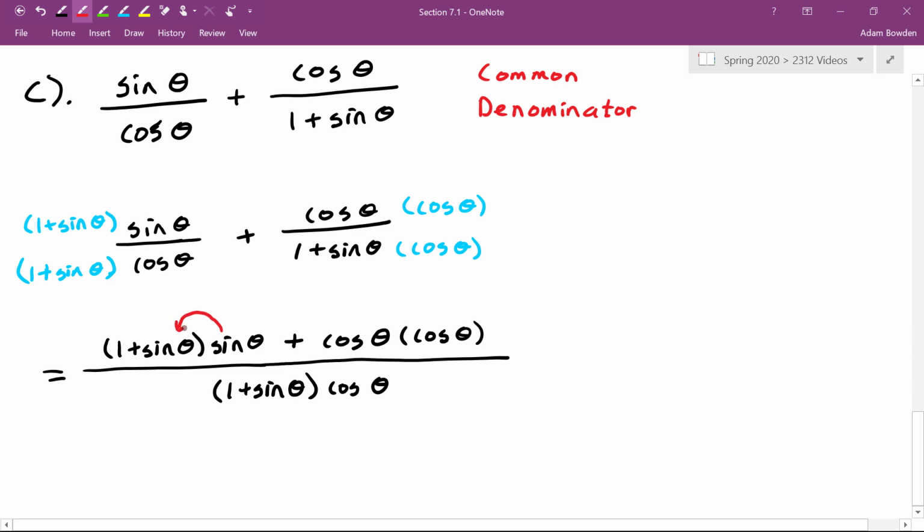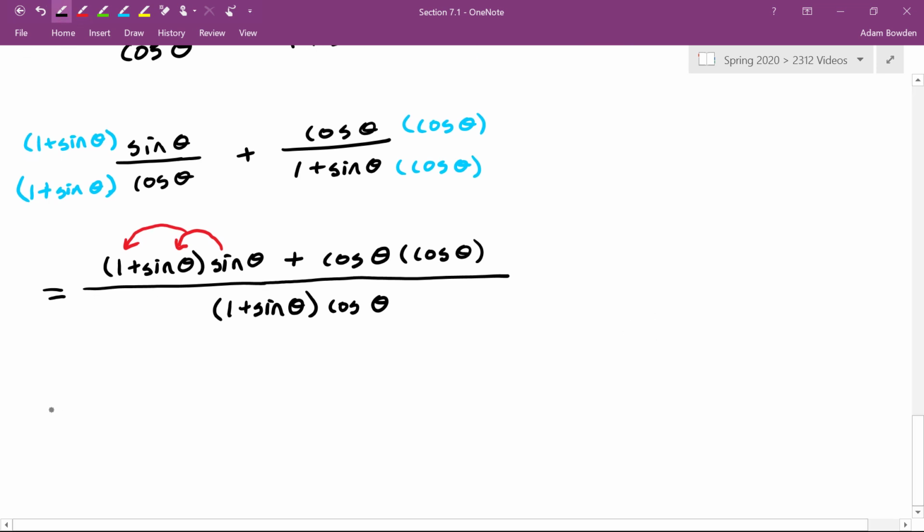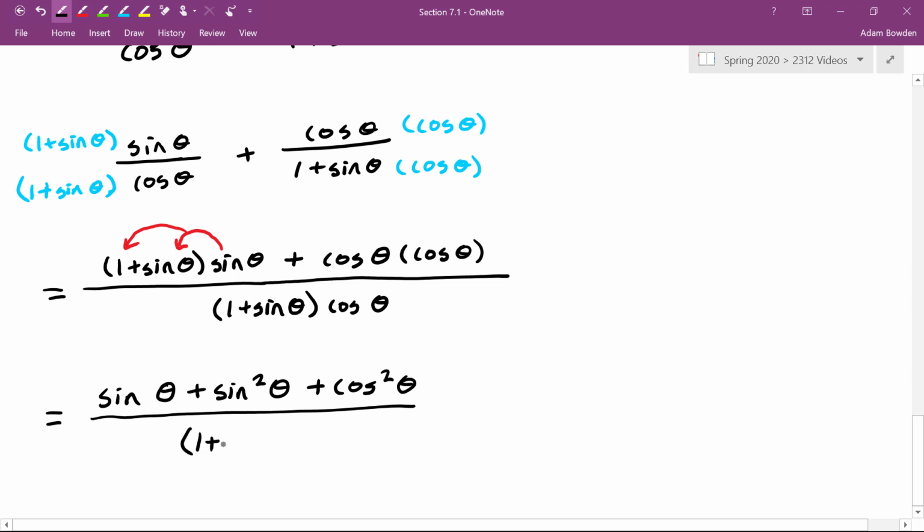This sine theta, since it's on the side of the parentheses, can distribute into the parentheses, making this into sine theta plus sine squared theta. And then we have a plus cosine squared theta here, all over 1 plus sine theta cosine theta. Notice I'm leaving the denominator alone. I'm not multiplying it through. Most times we're not going to, unless we have a need to do so. Though the numerator distributing up here was going to help us work this out.